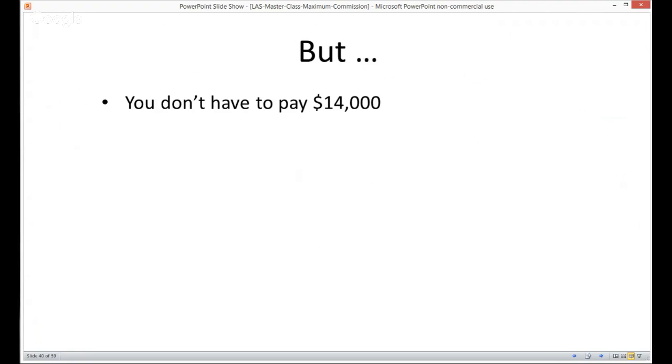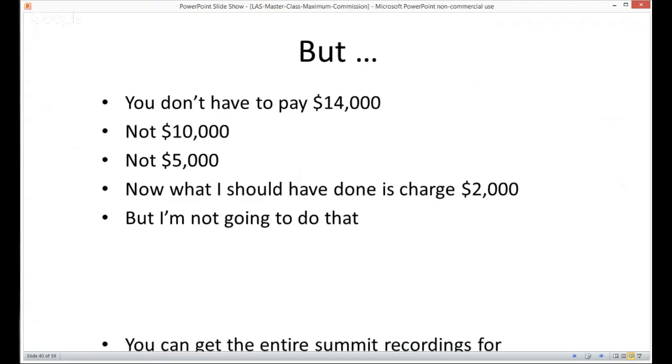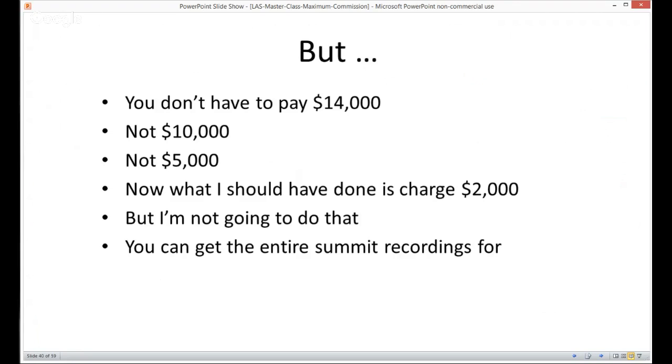But you don't have to pay $14,000, not even $10,000, not even $5,000. Now, what I should have done is charge $2,000, and a lot of people told me that was the right price, but I'm not going to do that either. You can get the entire summit recordings for only one payment of $997 today. Just one payment of $997 today, you get all 14 listing presentations to view.